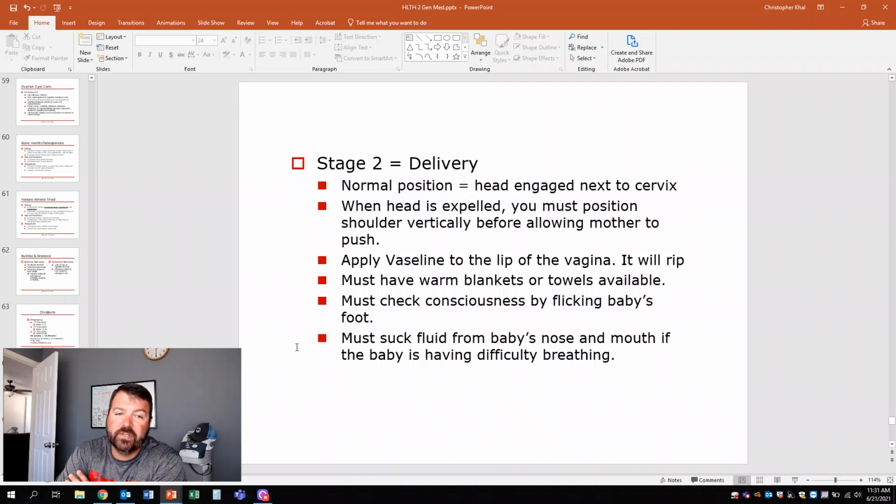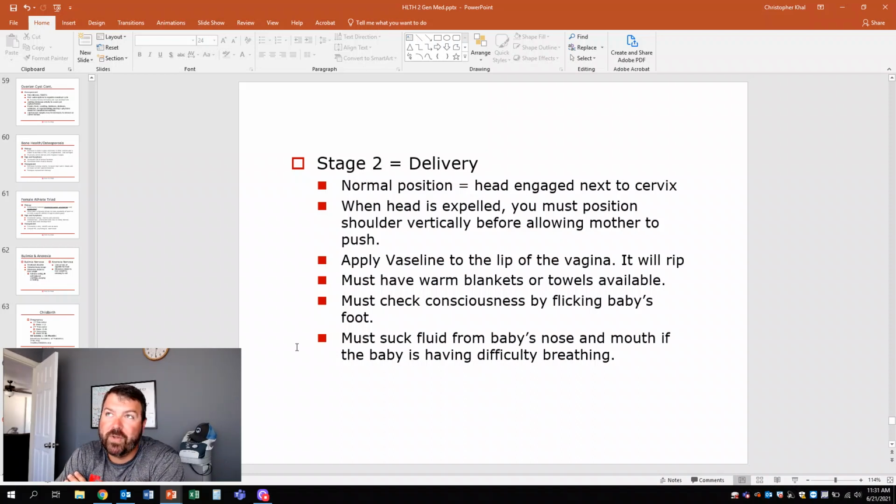Stage 2 is delivery. Okay, so normal position, the head engaged next to the cervix. When the head is expelled, position the shoulders to allow the mother to push it out. Sometimes they'll use Vaseline. I mean, some of this is emergency delivery, so I apologize. Back from my EMT days, Vaseline on the lip of the vagina, because it will kind of rip.